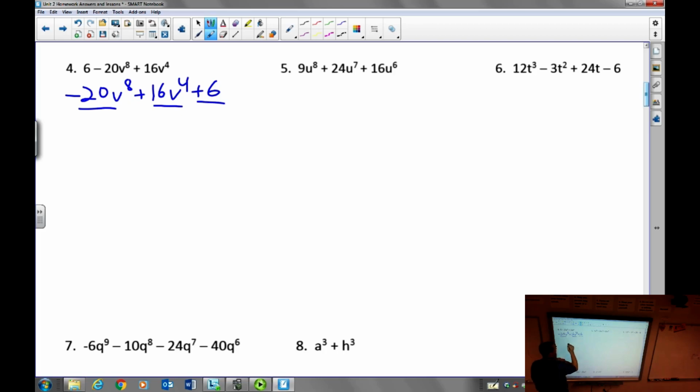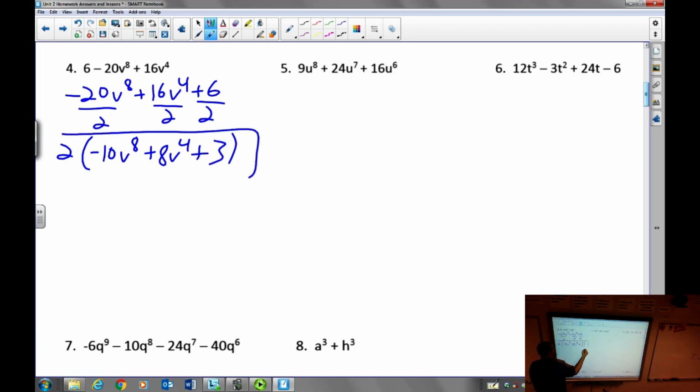So the greatest common factor that all three of those terms have in common is 2. So we'll pull out that 2. And so negative 20 divided by 2 is a negative 10v to the 8th power, plus 8v to the 4th power, plus 6 divided by 2 is 3.